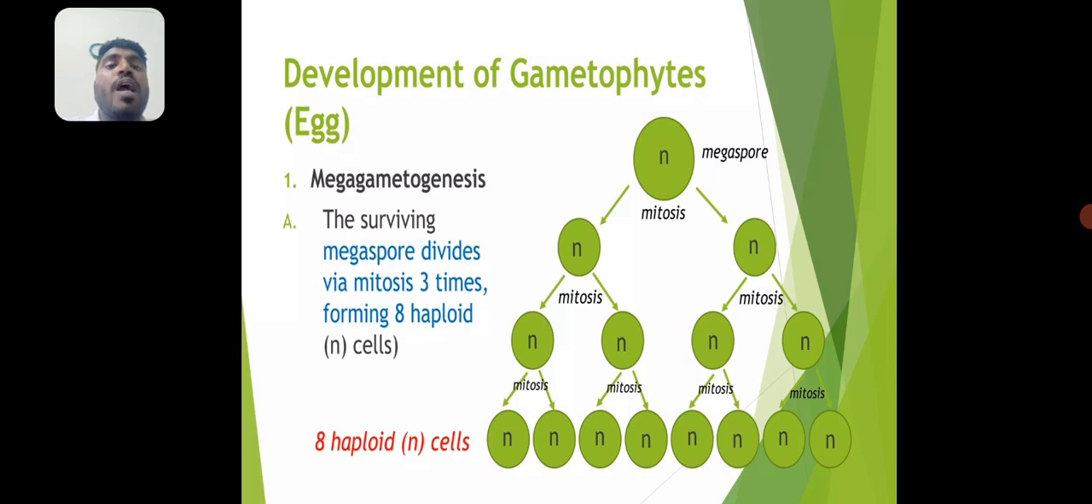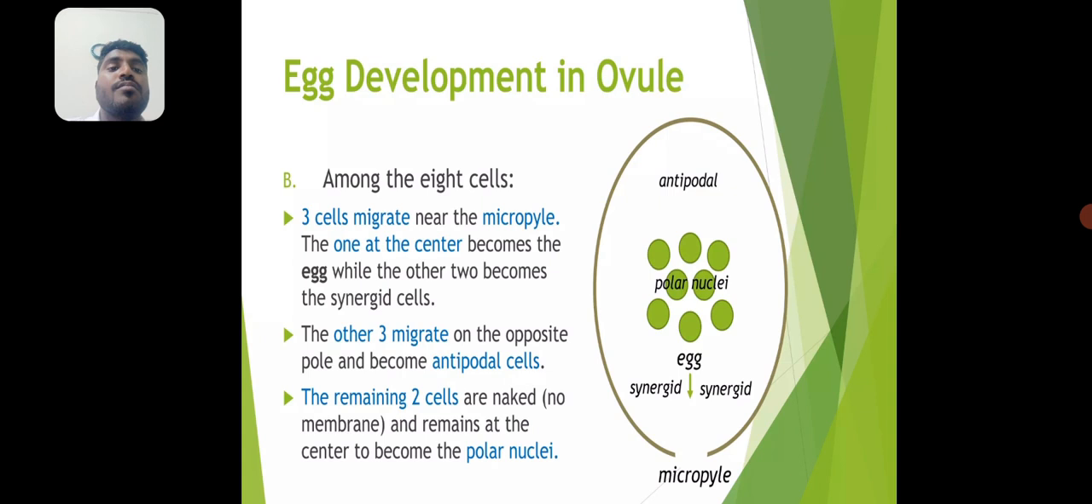The other stage is megagametogenesis. The surviving megaspore divides via mitosis three times, forming eight haploid cells. Egg development in ovules: among the eight cells, three cells migrate near the micropyle. The one at the center becomes the egg, while the other two become the synergid cells. Another three migrate to the opposite pole and become antipodal cells. The remaining two cells are naked, with no membrane, and remain at the center to become the polar nuclei.